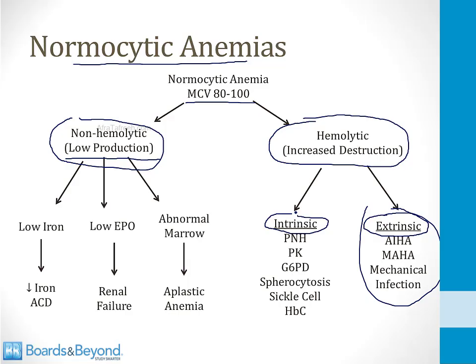One of the examples of an intrinsic cause of hemolytic anemia is sickle cell anemia, and this is a particularly important and high-yield disorder. It's very common in clinical practice, so that's why we're going to have an entire module on sickle cell now.